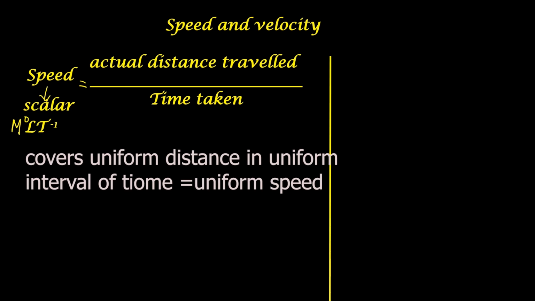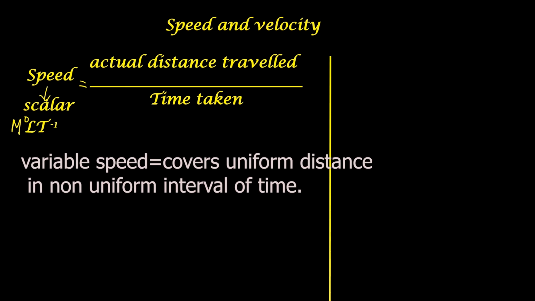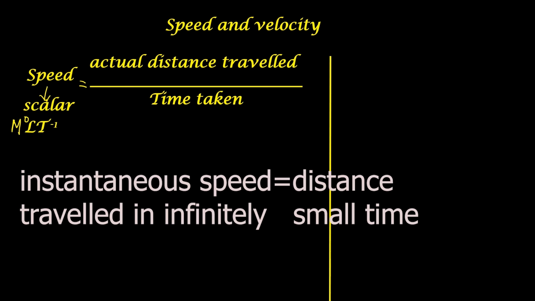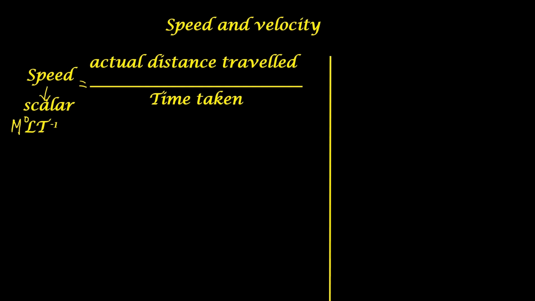If the object moves uniform distance in uniform intervals of time, it is uniform speed. If it covers uniform distance in unequal intervals of time, it is variable speed. Total distance traveled divided by the whole time taken is the average speed. Distance traveled at an infinitesimally small interval of time is called instantaneous speed. Small questions may be asked from this topic, therefore familiarize yourself with this, okay?